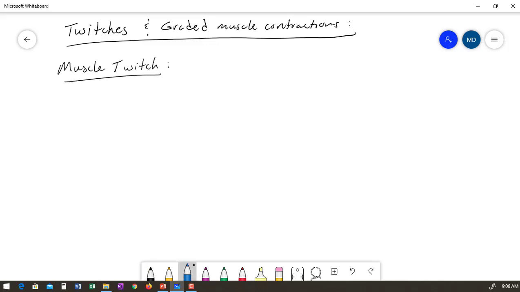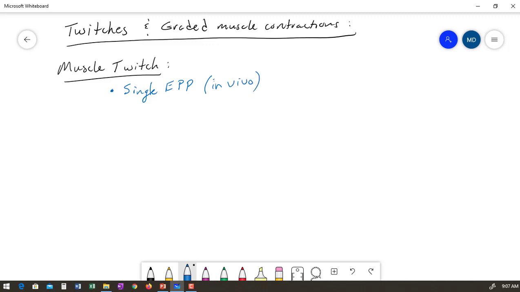A muscle twitch consists of a single end plate potential. If you remember, we described that as EPP. A single end plate potential, what that means is a single neuron firing to the muscle, telling the muscle to contract. Okay, so essentially that's what EPP is describing. This is a single neuron basically dumping acetylcholine onto the muscle, which of course is going to tell it to contract.